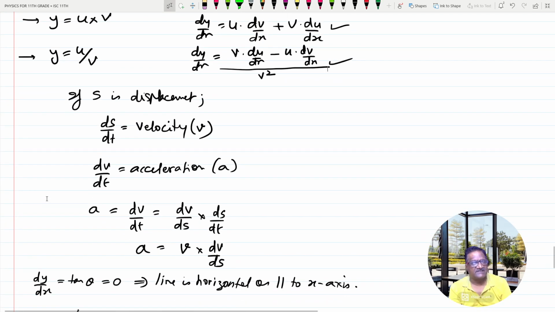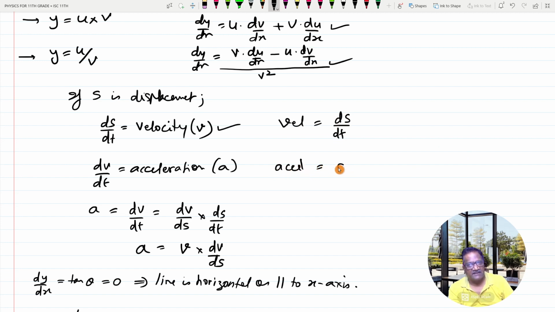Now in physics, suppose s is a displacement, then ds upon dt is nothing but derivative of s with respect to t. This ds upon dt quantity is known as velocity. Okay, so see here we are using the derivative to find the velocity. So velocity is nothing but derivative of displacement with respect to time. Same way, acceleration is what? It is the derivative of velocity with respect to time. Okay, so derivative concept can be used to find out the velocity and acceleration in physics, right?